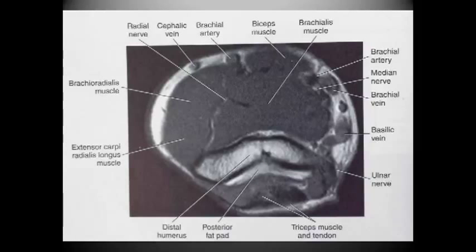Elbow, we see that we have the posterior fat pad, the brachioradialis muscle, the biceps muscle, and the brachialis muscle, the triceps muscle being on the posterior portion of the arm. Additionally, we have the basilic vein and the brachial vein and the brachial artery.